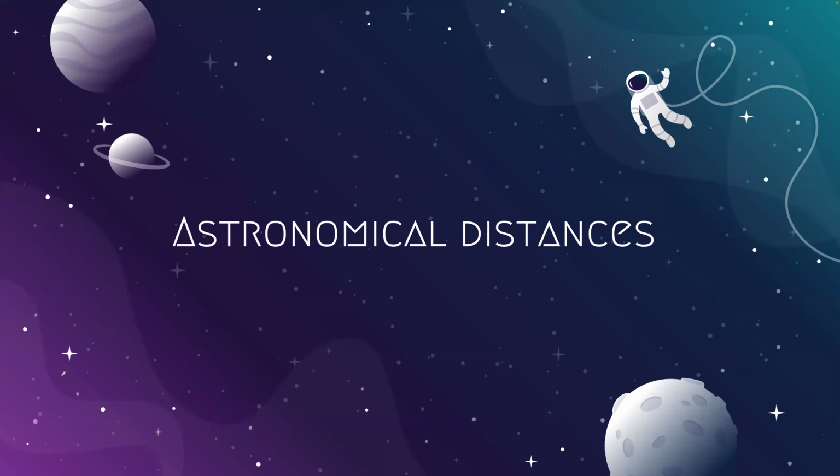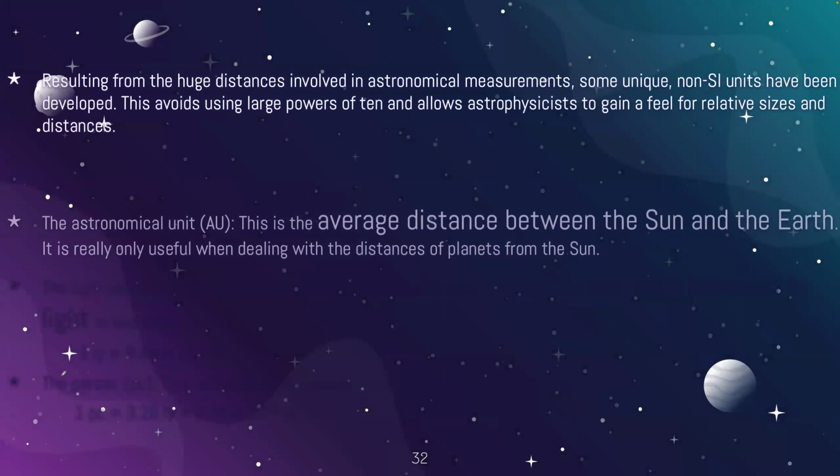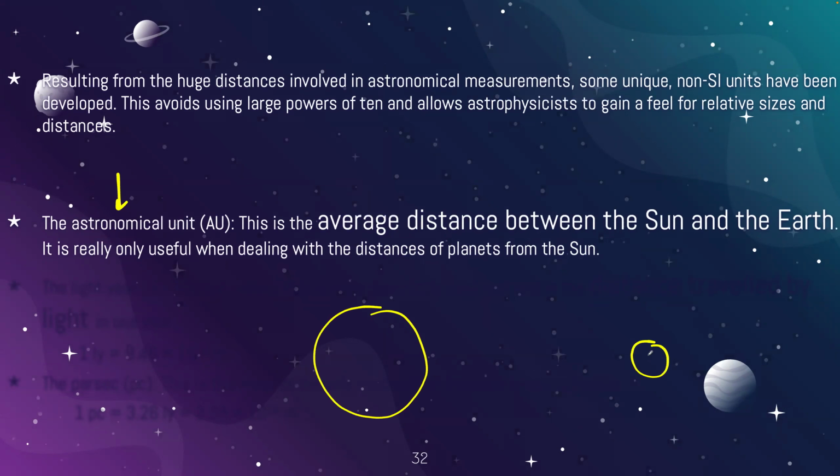Let's talk about astronomical distances. We don't talk about any distances in space in terms of kilometer or meter because they become very small units. We need to use something which is easier to use for larger distances. And one of that is the astronomical unit. One astronomical unit is the average distance between the Earth and the Sun, which is about 150 million kilometers, and we consider that as one astronomical unit.